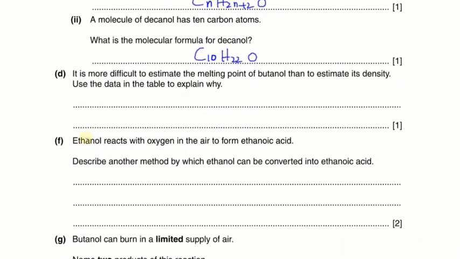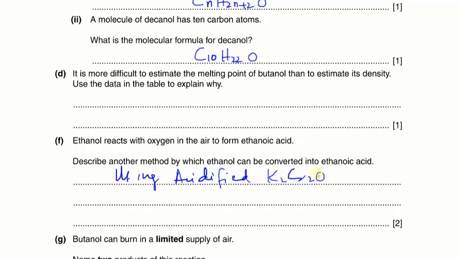Ethanol reacts with oxygen in air to form ethanoic acid. Describe another method by which ethanol can be converted into ethanoic acid. The second method we have just done in the lecture, that is oxidation using potassium dichromate. Actually, you can say using acidified potassium dichromate, which acts as an oxidizing agent.